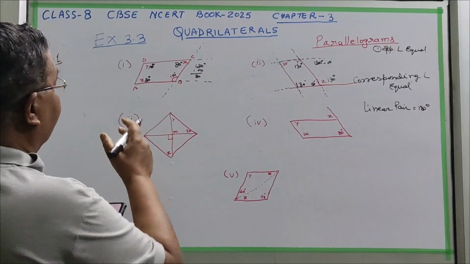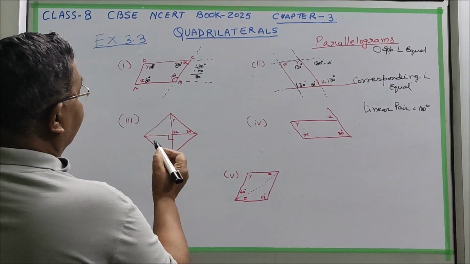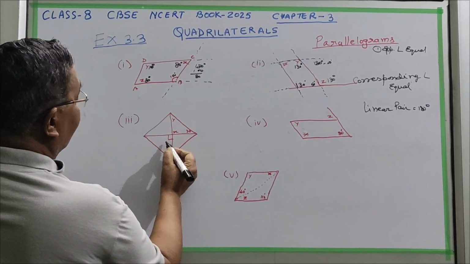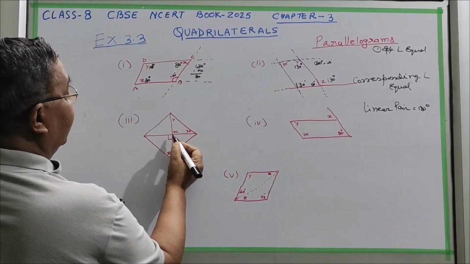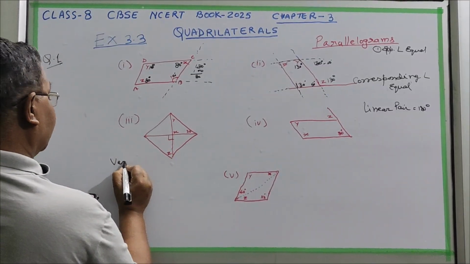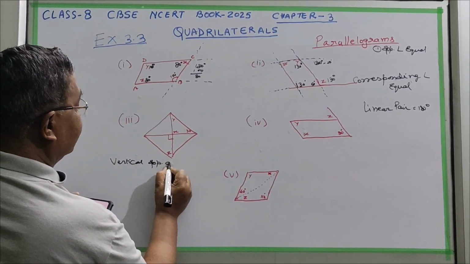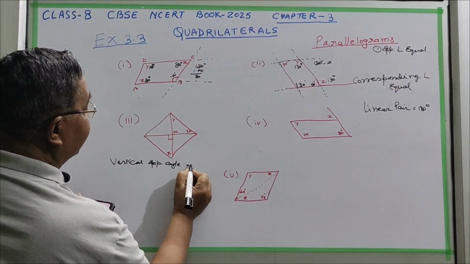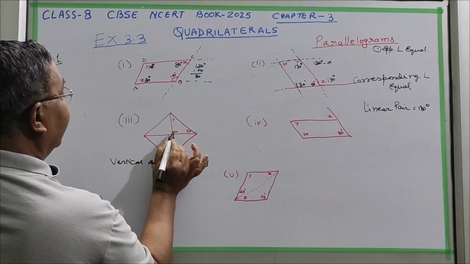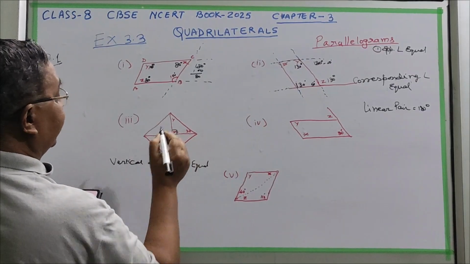Now question number 3. It is a rectangle that is given. So vertical opposite angle. Here we will write vertical opposite angle. Vertical opposite angles are always equal. So this x is the vertical opposite angle, so it will also be a right angle.